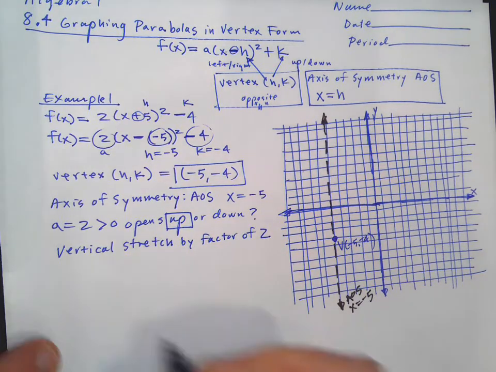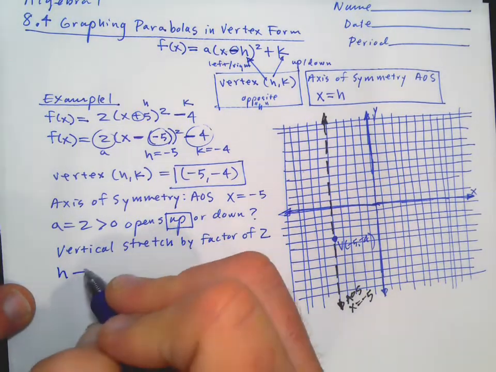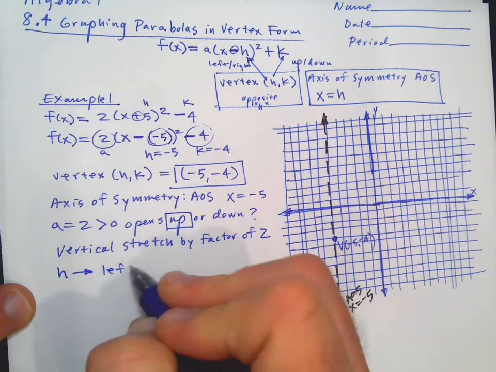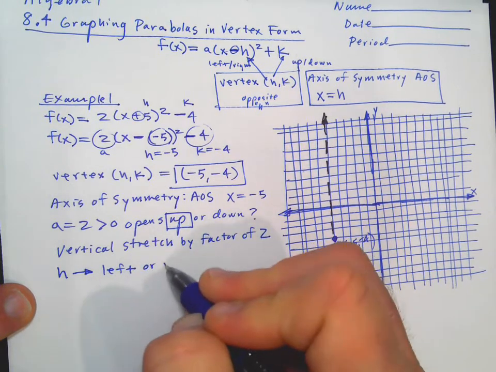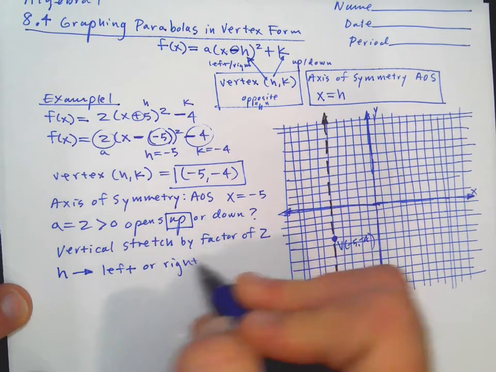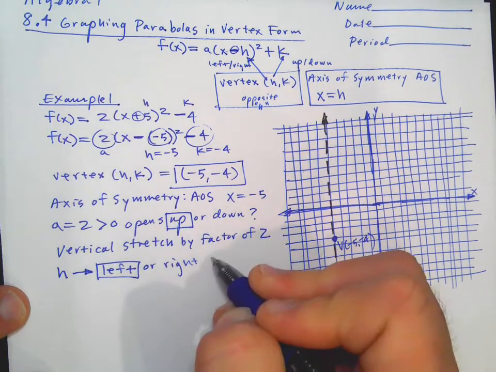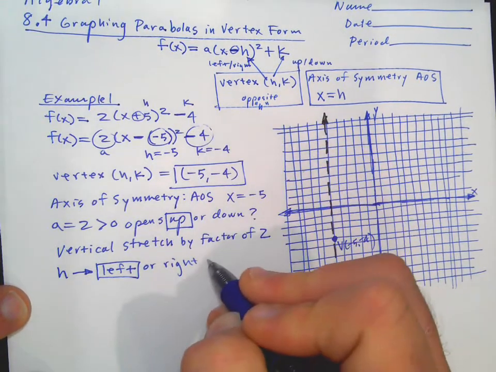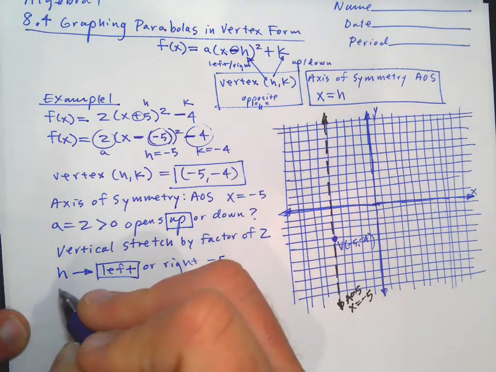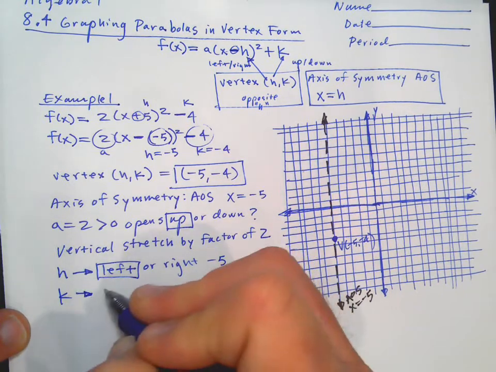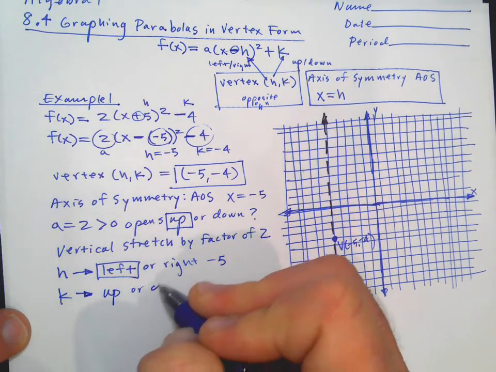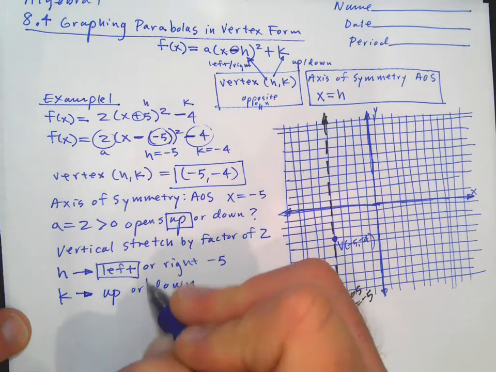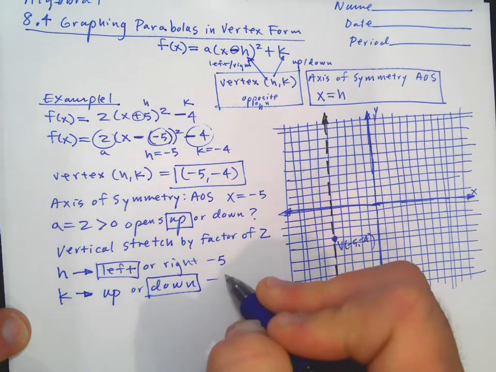Okay. Now, h tells you if you're going to move the graph left or right. And because it's negative, it's going to be left by an amount of -5. It's going to move left 5. k tells you if it moves it up or down. And because k is negative, it's going to move it down. Down 4, -4.